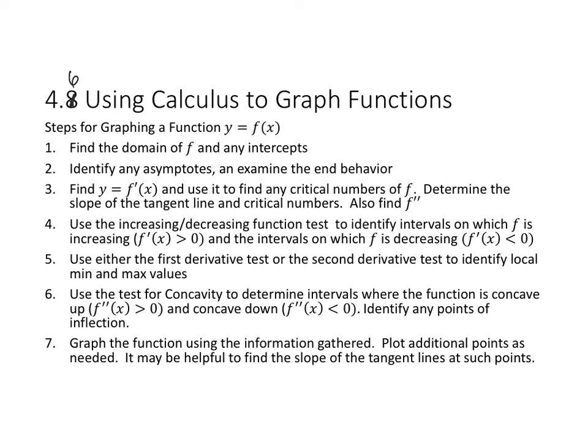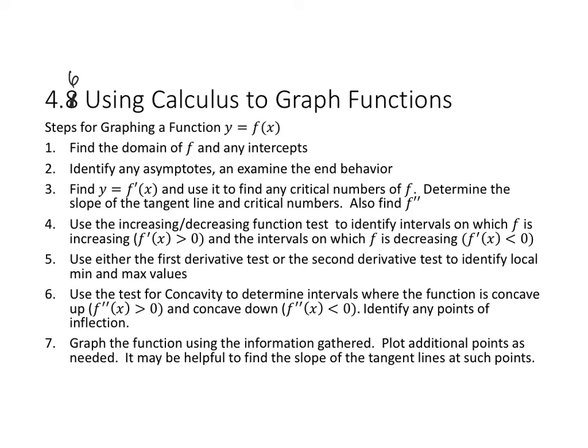In order to graph a function, first we look at the domain and any intercepts. Then we identify the asymptotes and what happens at the end of the graph. Then we look at the derivative and find the critical numbers, determine the slope of the tangent line. Also, we look at the second derivative.